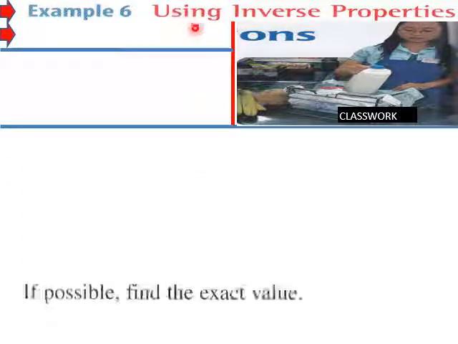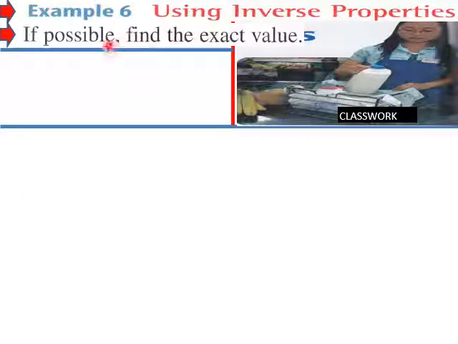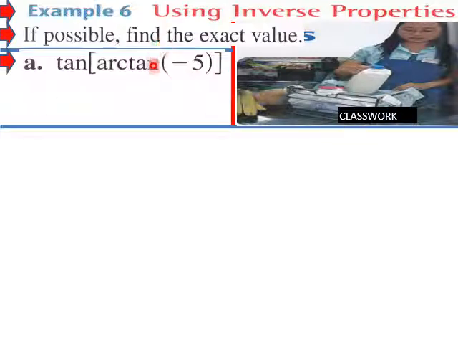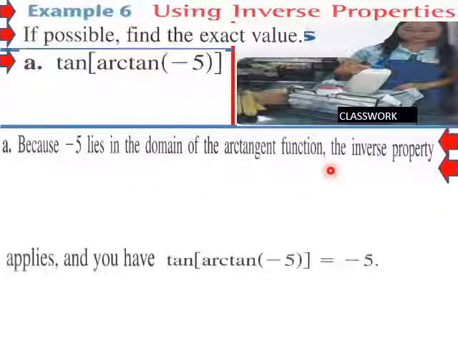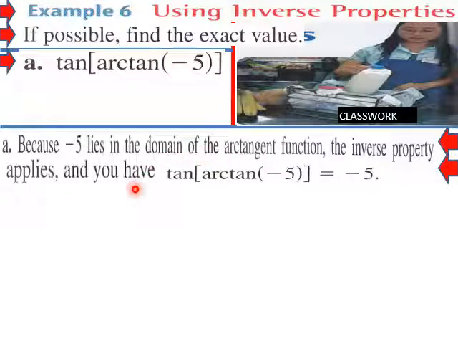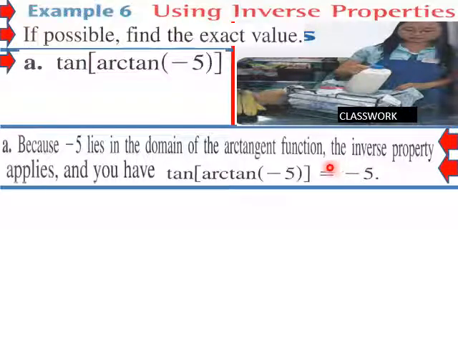Okay, example 6, using inverse properties. If possible, find the exact value of tan of arc tan negative 5. Because negative 5 lies in the domain of the arctangent function, the inverse property applies, and you have tan of arc tan negative 5 would equal negative 5.